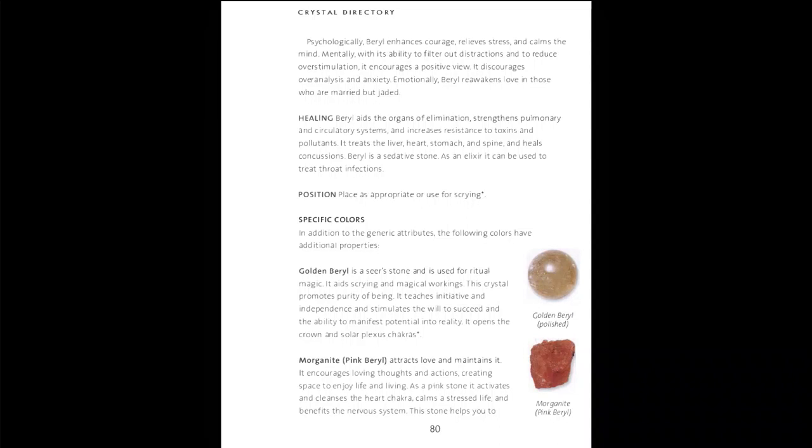Specific colors. In addition to the generic attributes, the following colors have additional properties. Golden beryl is a seer stone and is used for ritual magic. It aids scrying and magical workings. This crystal promotes purity of being. It teaches initiative and independence and stimulates the will to succeed and the ability to manifest potential into reality. It opens the crown and the solar plexus chakras.